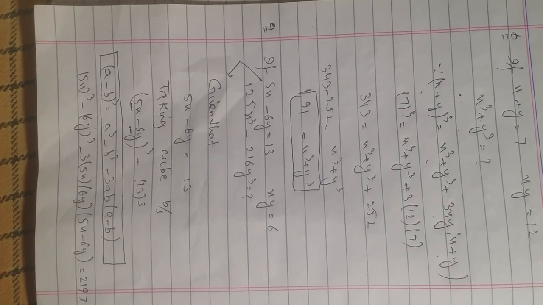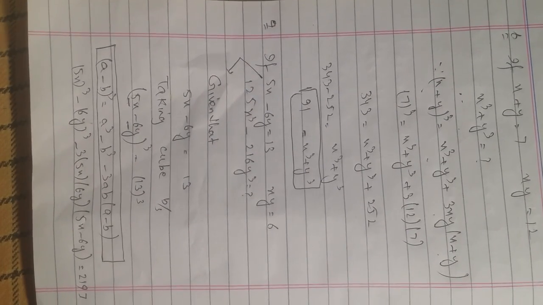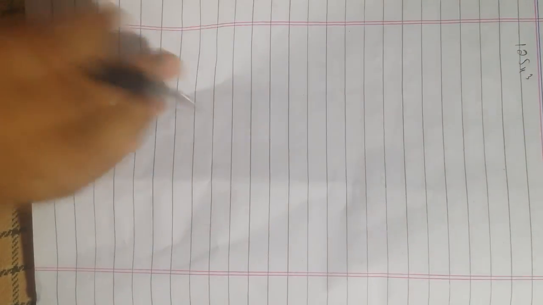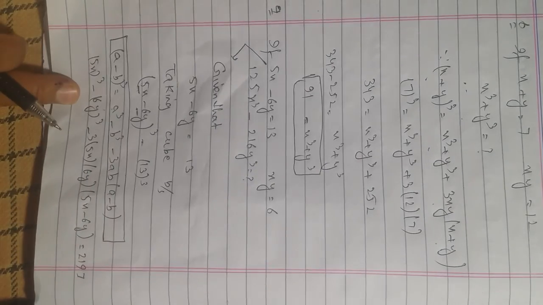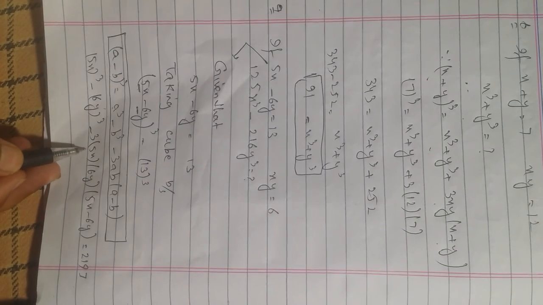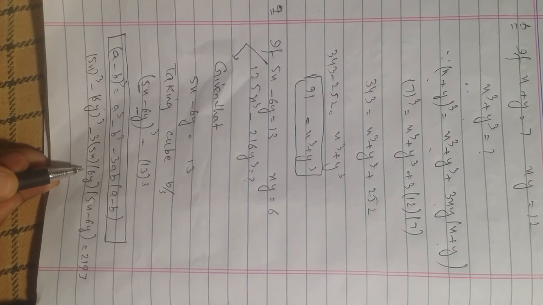And now we have to solve further. 5 cube is equal to 125x cube. I write this: (6y) cube is equal to minus 216y cube, minus 3, 5, 15, 6, 90xy.